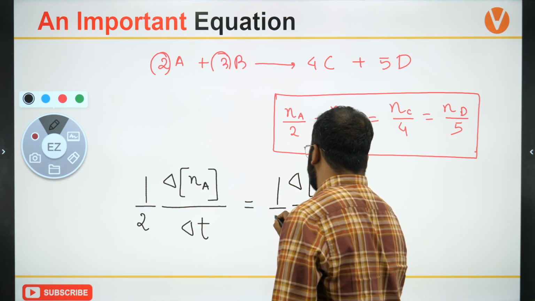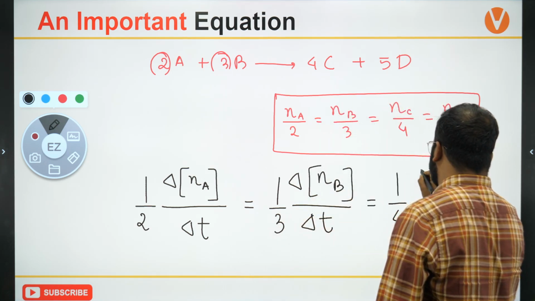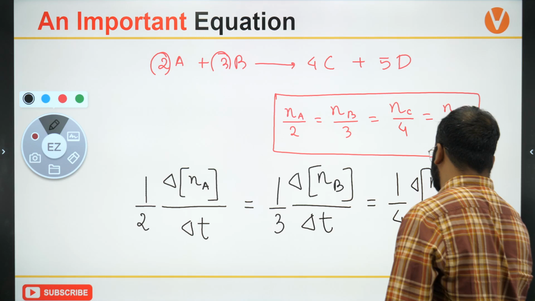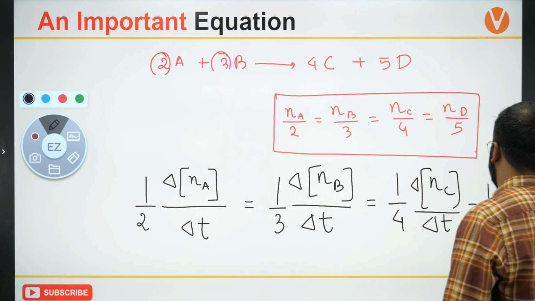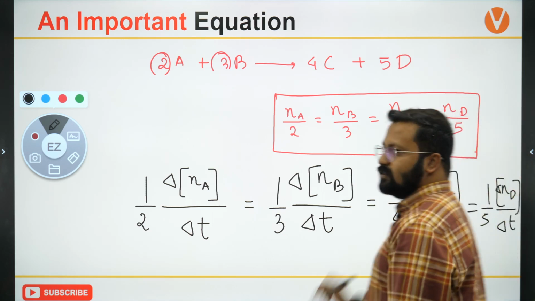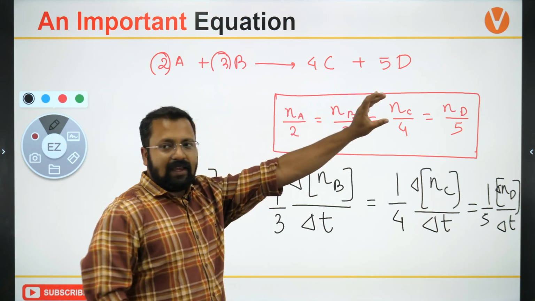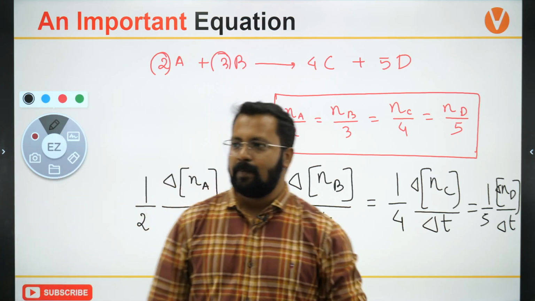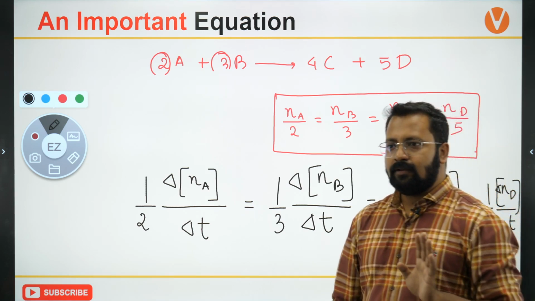I will divide it by 3, then 1 upon 4, change in number of moles of C upon time. Can I write this? I am changing A, B, C, D in the same amount of time. Can I say that this is how the equation will look like? Yeah, this is the whole idea, and we can do this.